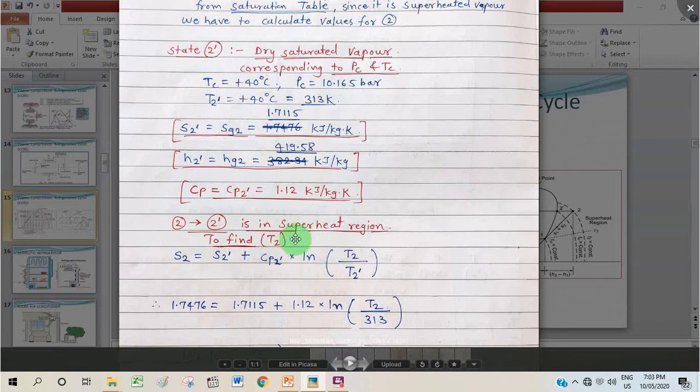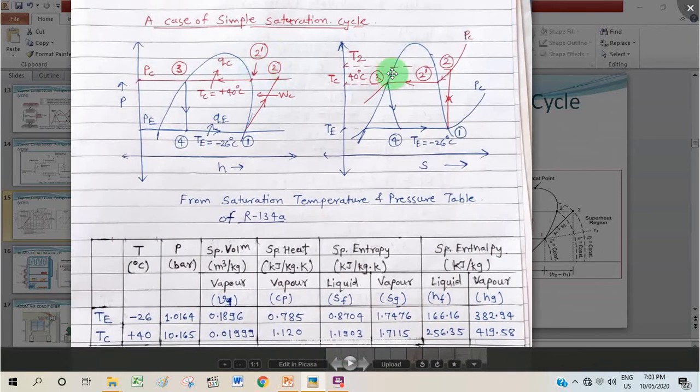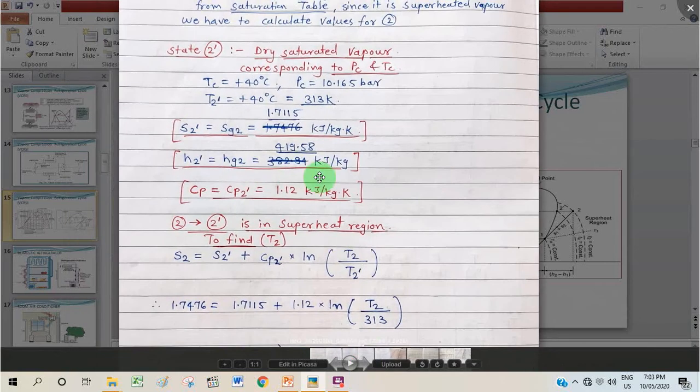Now this is required to find the temperature T2, that is the superheated temperature T2. Here you can see this is the T2, which is greater than the condensing temperature. Discharge temperature of the compressor is always greater than the condensing temperature. We have to find out this T2 value so that we will be able to find the enthalpy value. That is a very important and mandatory step.